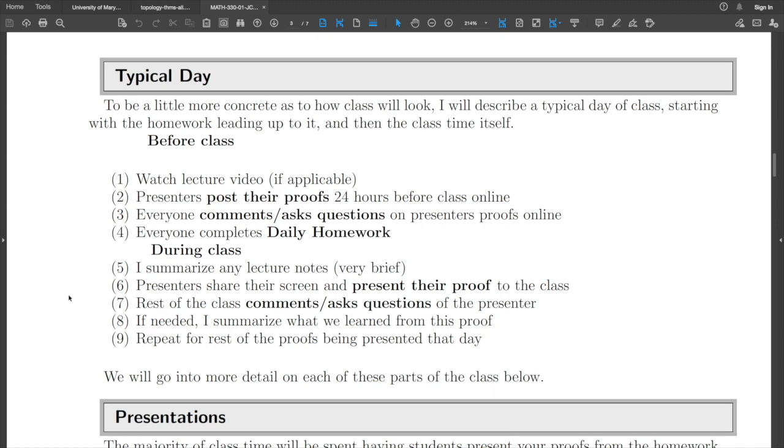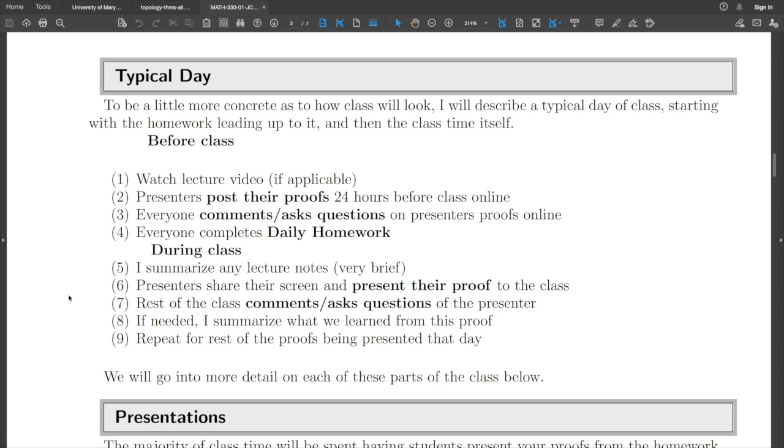Then during class, I might talk a little bit about the lectures if there was one, but most of the time we are going to start class with a presentation. Someone is going to share their screen, and they'll have their proof up on the screen. They will present their proof, and then everyone else is going to comment on it. They're going to ask questions and talk about it. They're going to say, how did you figure this out? What made you think to do that? We are going to collaboratively figure out how this proof was produced and how it was written up, and we're all going to have a better understanding at the end of this collaborative process.